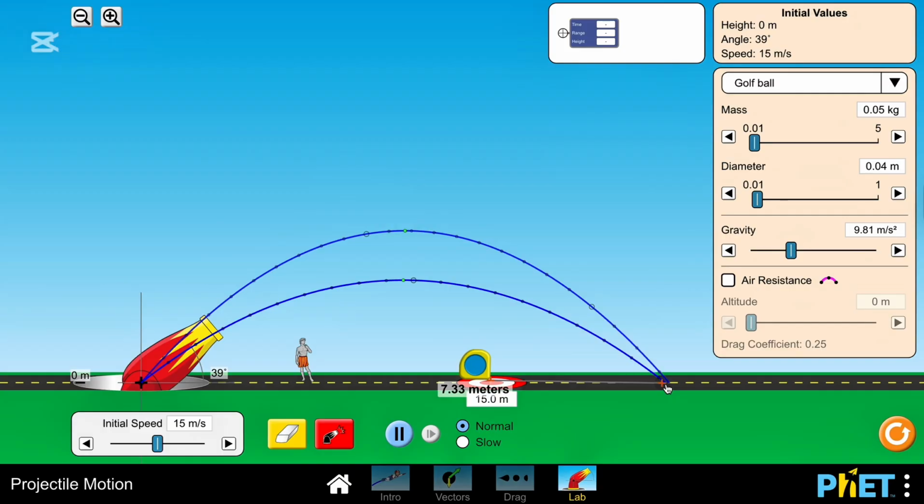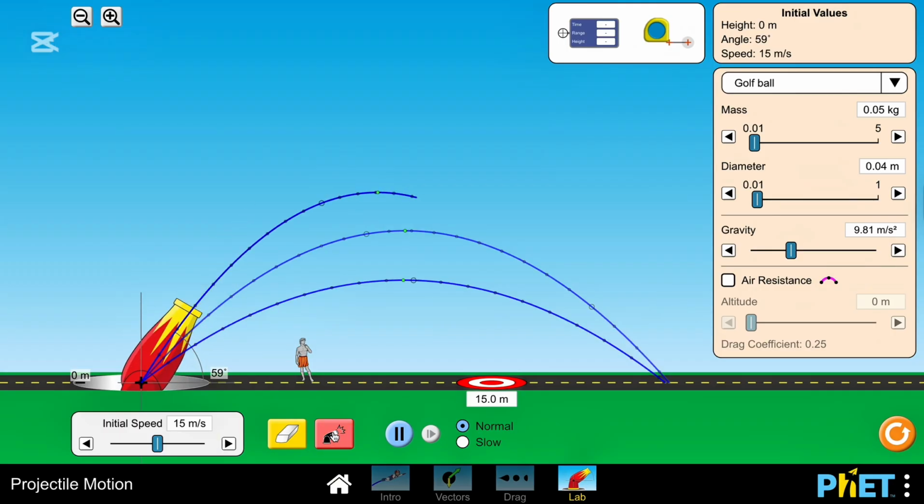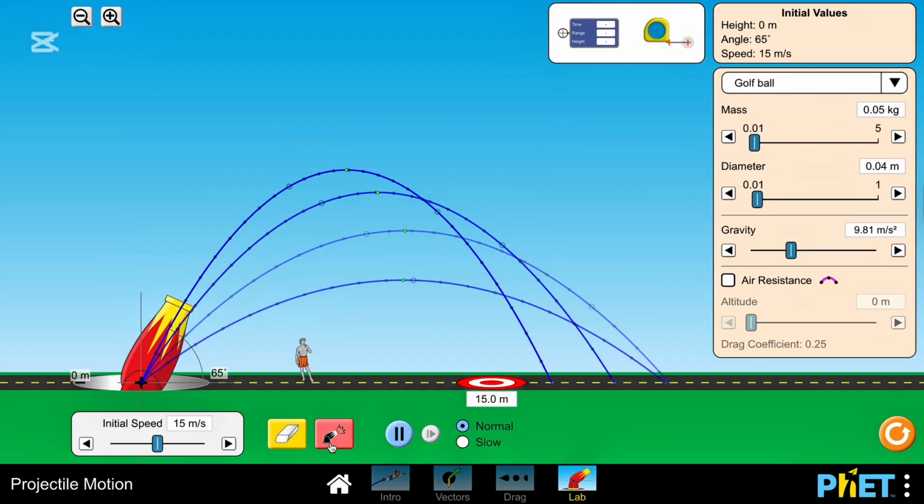So let's try moving the cannon up over there. And okay, with 59 degrees, we can see we're getting closer to it, but we still have a long way to go. So let's do 65. Okay, we're getting somewhere. We can appreciate that it's not that far away right now.